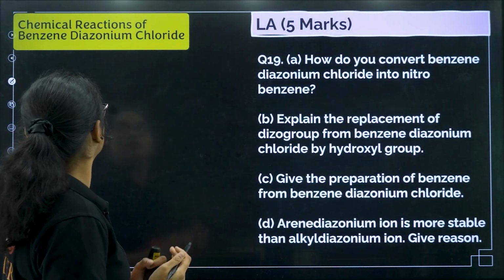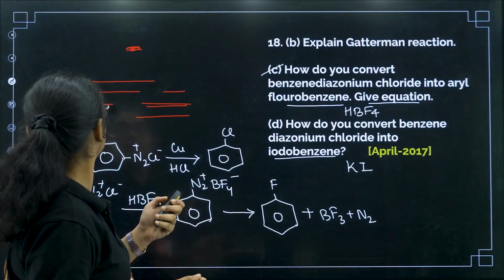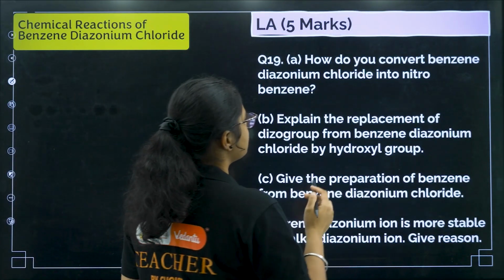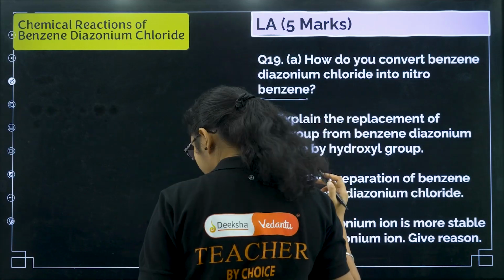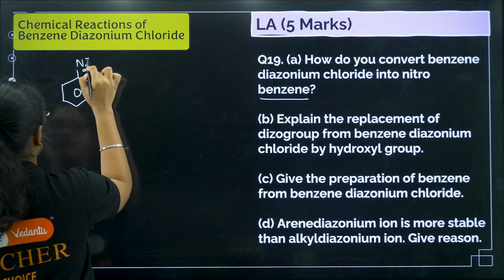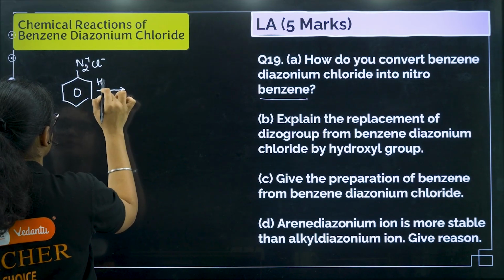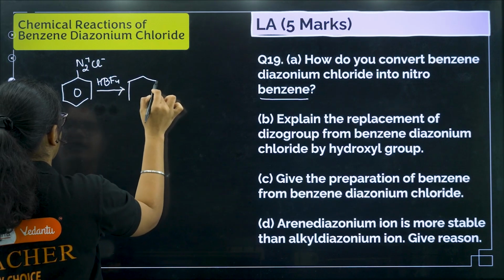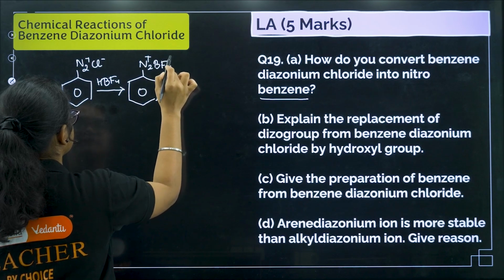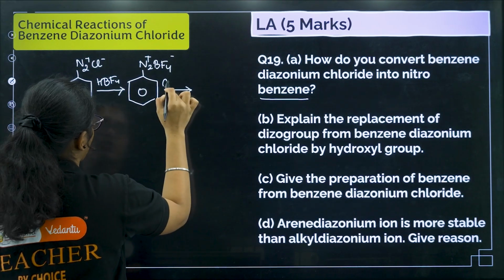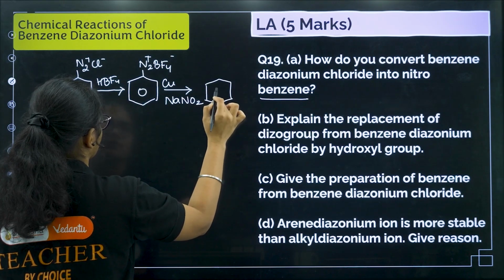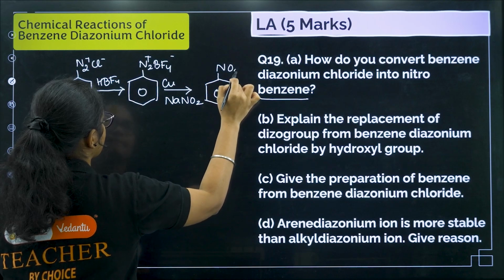Next, question number 19. We'll go to again chemical reactions of benzene diazonium chloride. How do you convert benzene diazonium chloride into nitrobenzene? So for that, what you have to do? First you need to treat it with HBF4, right? You have taken N2 plus and Cl minus, treat it with HBF4, and then you have here N2 plus and BF4 minus, and after that if you treat it with copper and NaNO2, this one will give you the NO2 group.